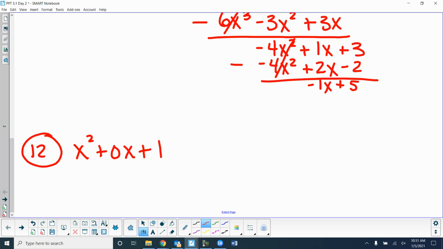But that answer is x cubed plus 3x squared minus 3x minus 10. And then the remainder was 2x plus 14. So it's plus 2x plus 14 over x squared plus 1. Does anybody need to see 12? Or are we okay?